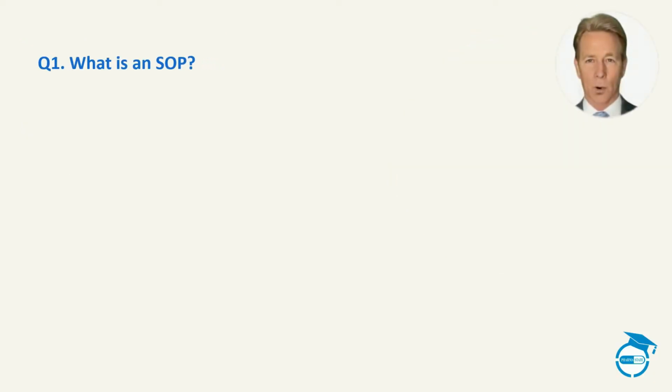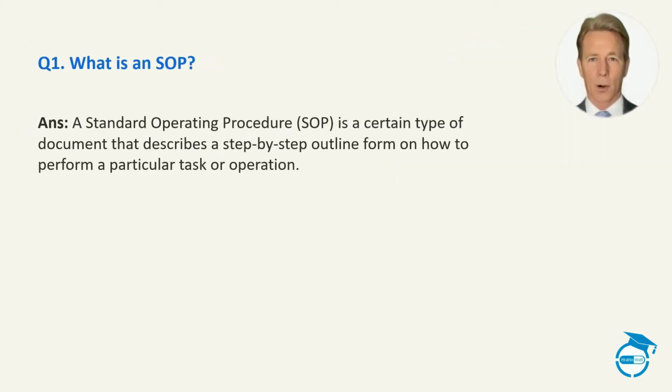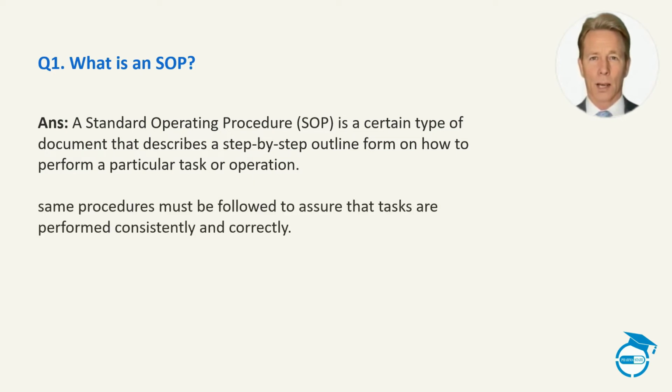What is an SOP? A standard operating procedure is a certain type of document that describes a step-by-step outline form on how to perform a particular task or operation. Same procedures must be followed to assure that tasks are performed consistently and correctly.